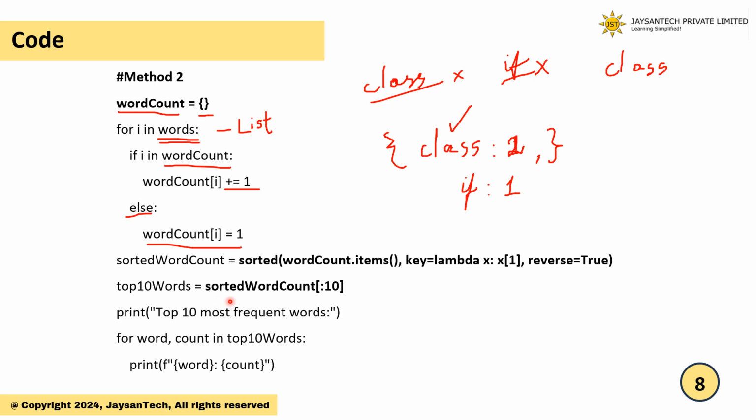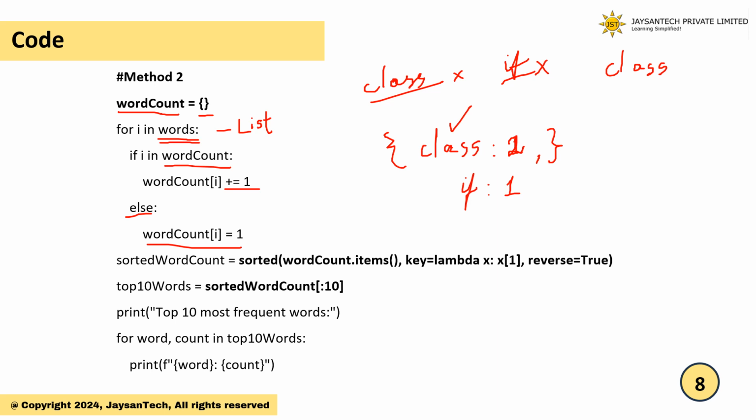Then what are we doing? Sorted word count, colon 10, means starting from 0 till 9, end value minus 1. So the top 10 occurrences will be printed. So the topmost 10 frequent words, for word, count in top 10, the same way we are printing the dictionary value. The output we'll see after seeing the third method also.